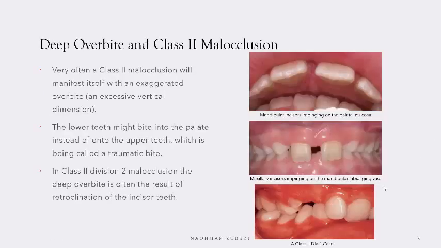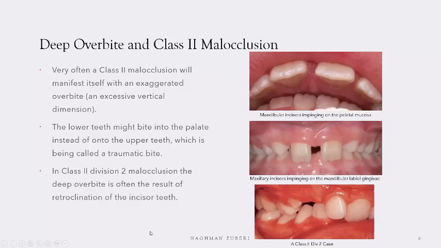Deep overbite is most commonly present in class 2 malocclusions. The lower teeth might bite into the palate instead of onto the upper teeth, which is also known as traumatic bite or impinging bite, like this over here in this case. The lower incisors are hitting the palatal mucosa, or in some cases, the upper incisors would be hitting the gingivae of the lower incisors and traumatizing that area.